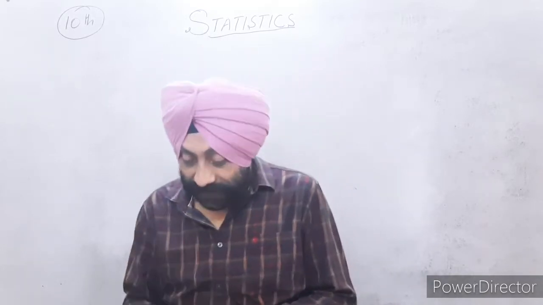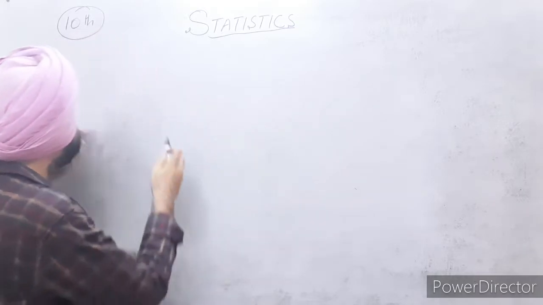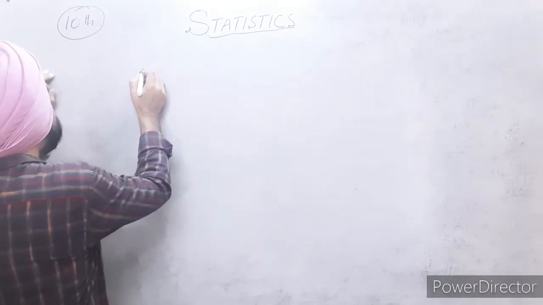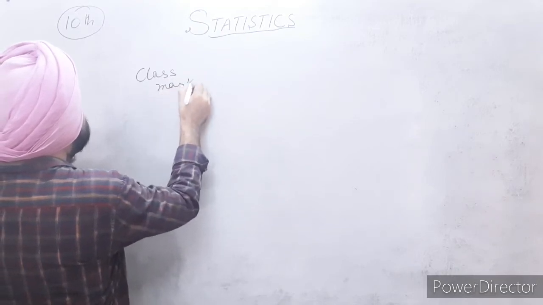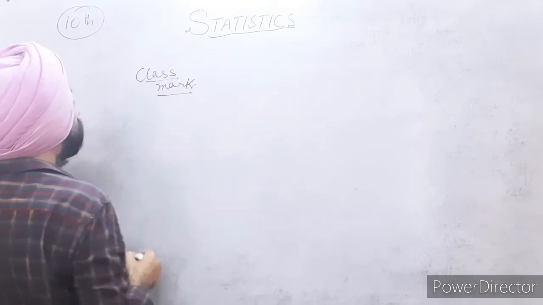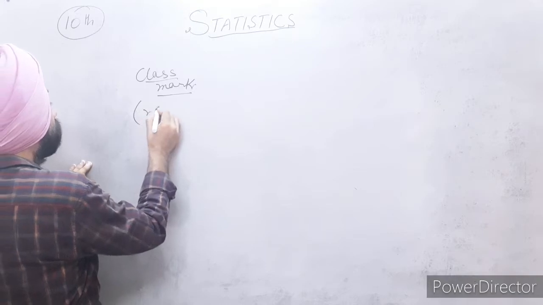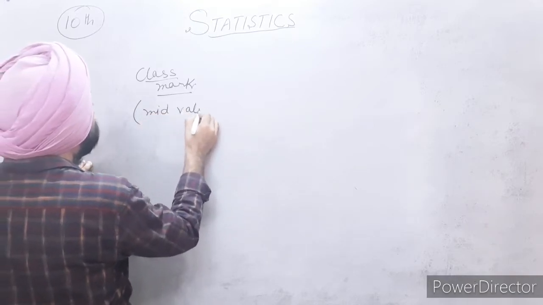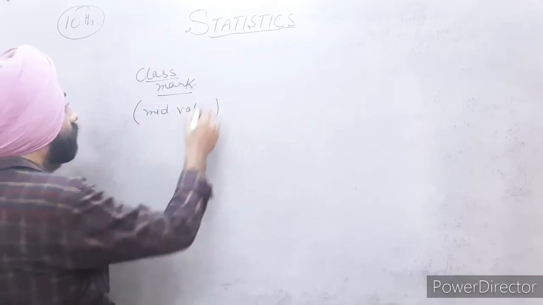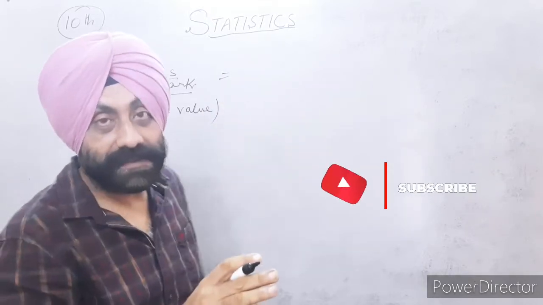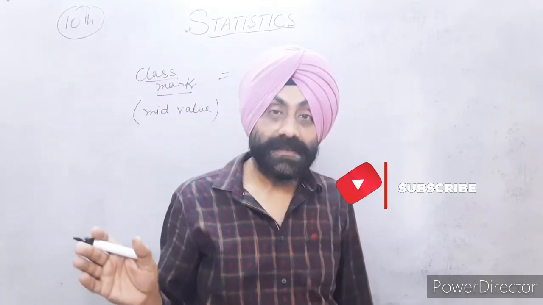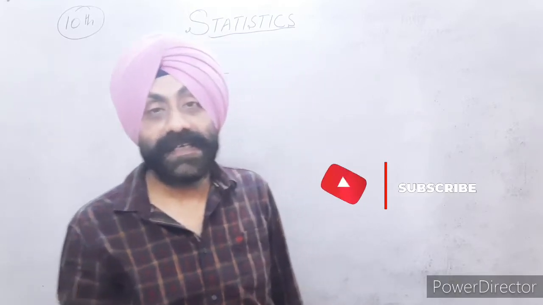Now, the very first thing, very important thing is the class mark. First thing, class mark, or we can call this the mid value. It is the mean of the upper limit and the lower limit, that is, upper limit plus lower limit divided by 2.